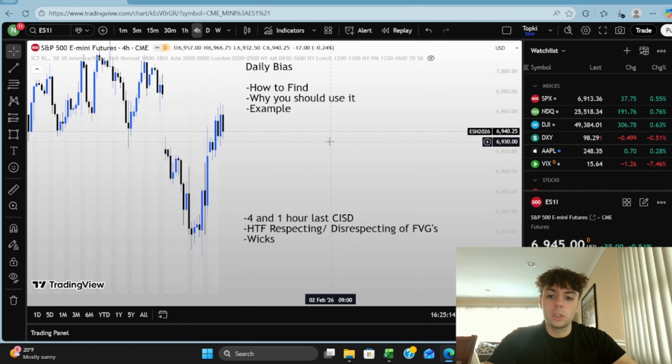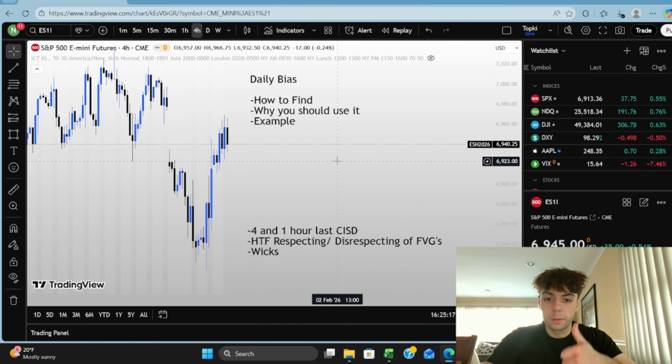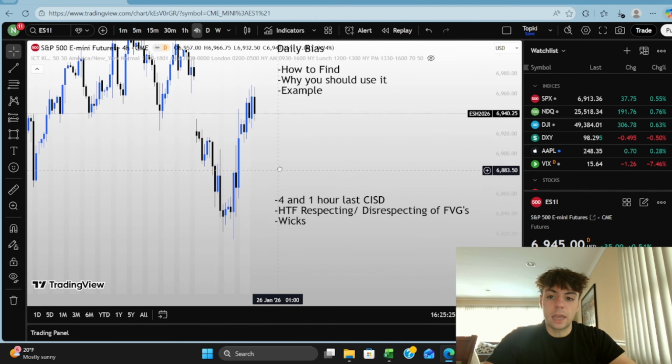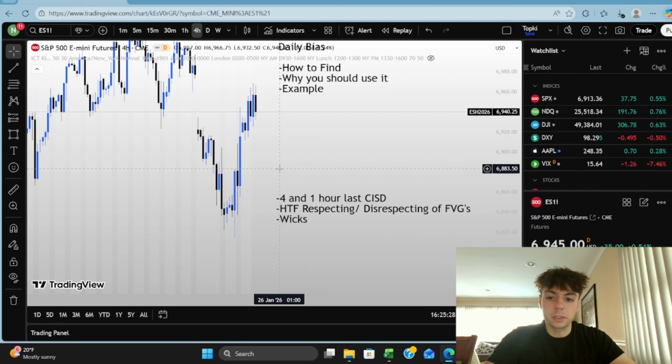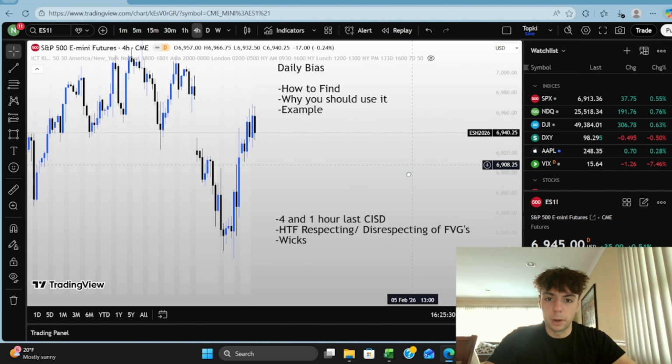So that's really what you want to keep in your mind: the 4-hour and the 1-hour last change of state direction, to see where the market wants to go, and which high time frame gaps we're respecting and disrespecting. You don't really need to use wicks, but sometimes if you see a really big wick, just keep it in mind.